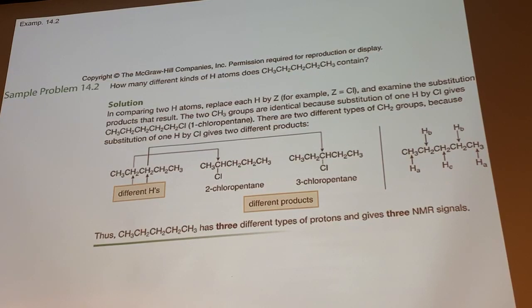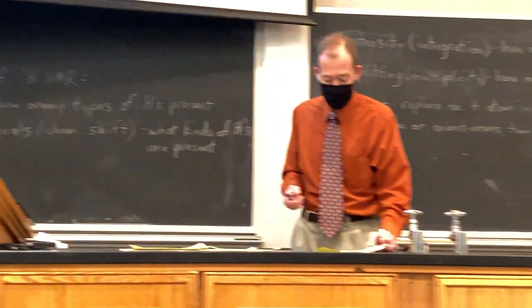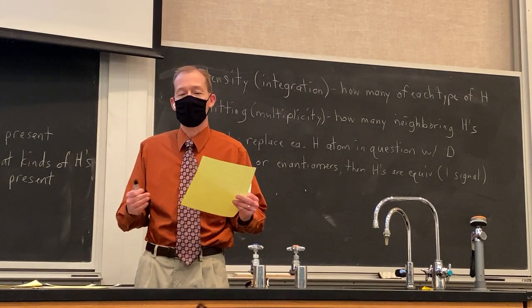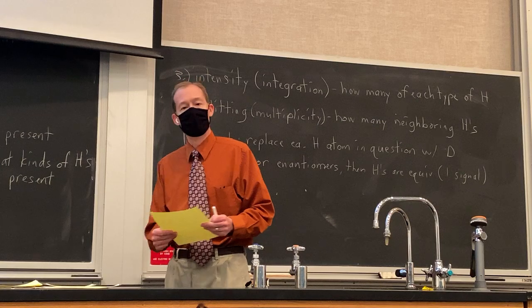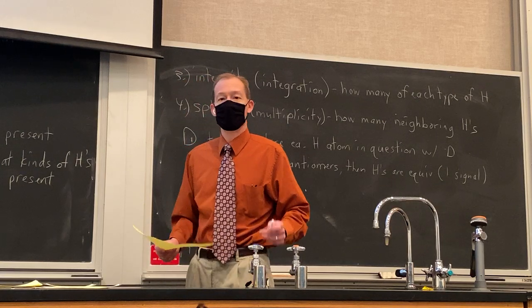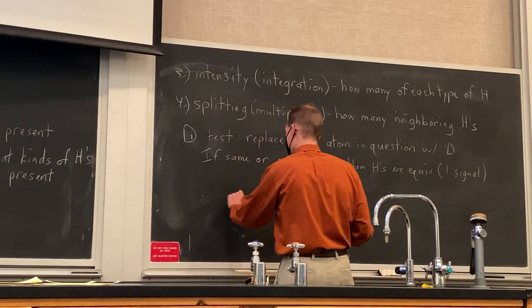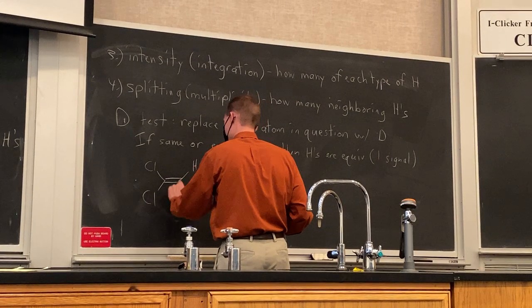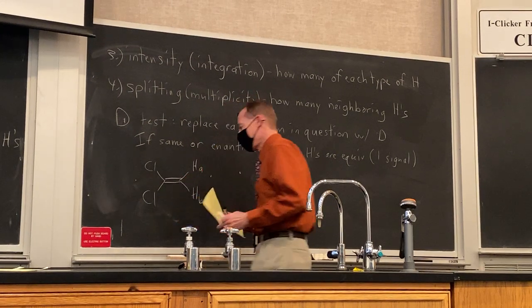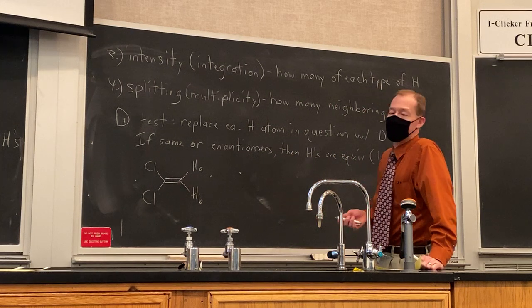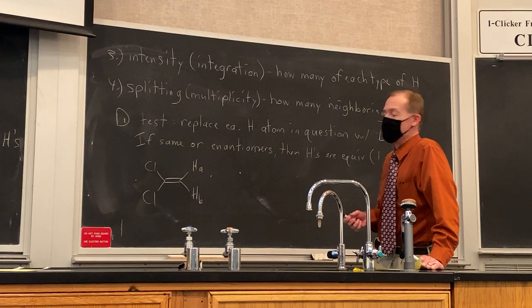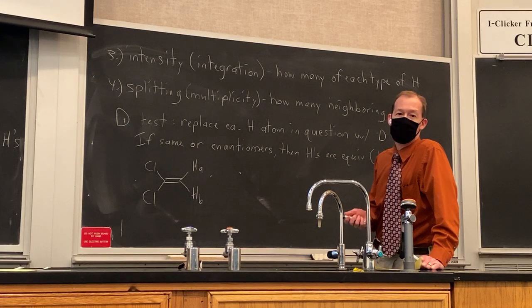So where this gets a little more complicated in terms of determining types of hydrogens, or determining if hydrogens are the same or if they are not equivalent, is when we have double bonds or rings present in our molecules. So just as an example, this particular alkene, HA and HB are equivalent to each other. There will be one signal in the proton NMR for this molecule.